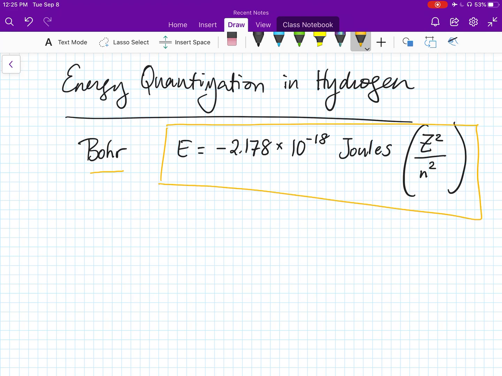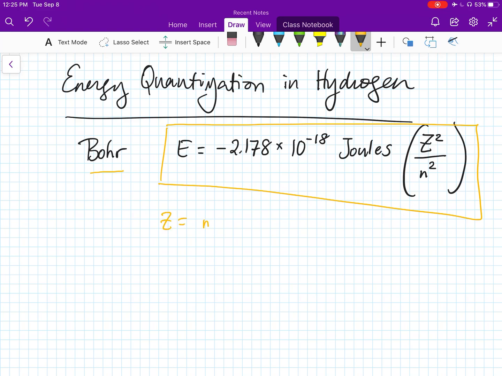Energy is equal to minus 2.178 times 10 to the minus 18 joules. Those are units of energy, multiplied by the square of the atomic number, so the nuclear charge, the number of protons, over n squared. And n is that integer, that whole number that indicates relative radius from the nucleus.